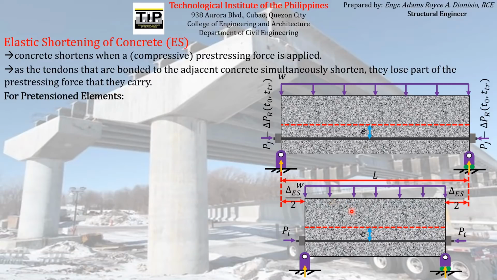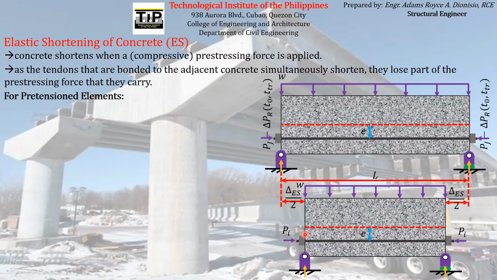So when the concrete element shortens like this because of the compressive force applied by the pre-stressing reinforcement, the concrete element actually experiences what we call elastic shortening. Because of that, the pre-stressing reinforcement loses part of the pre-stressing force that it carries.